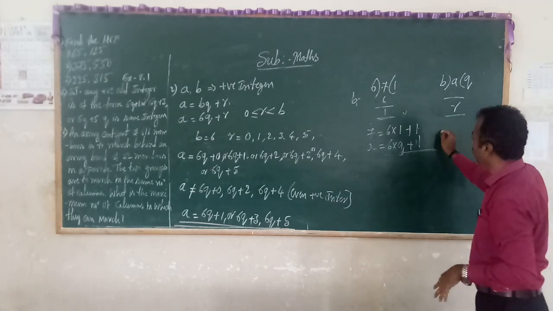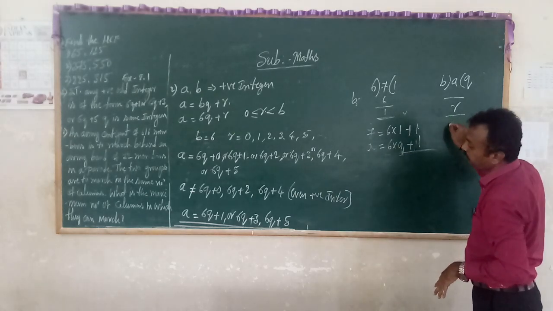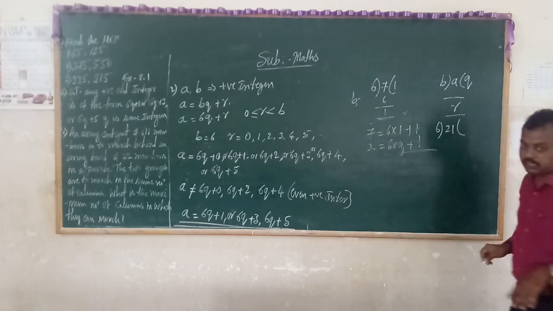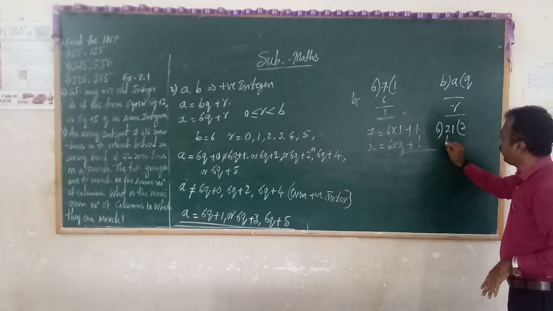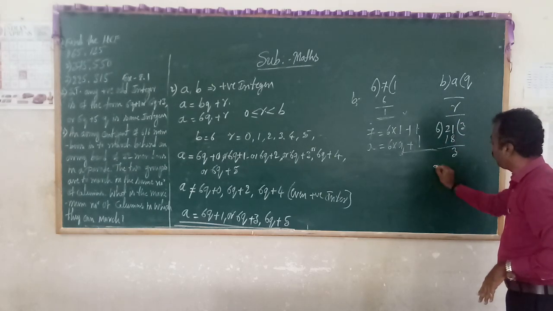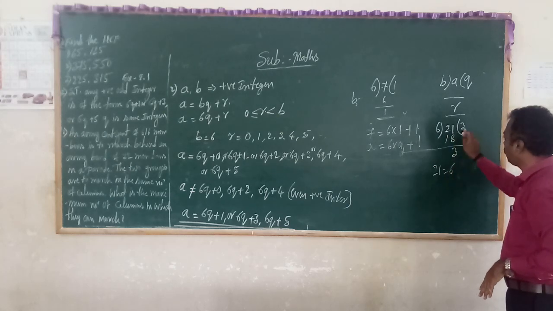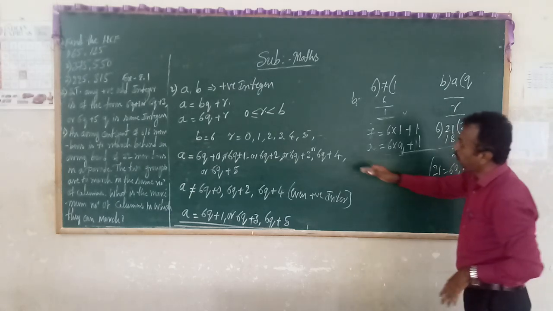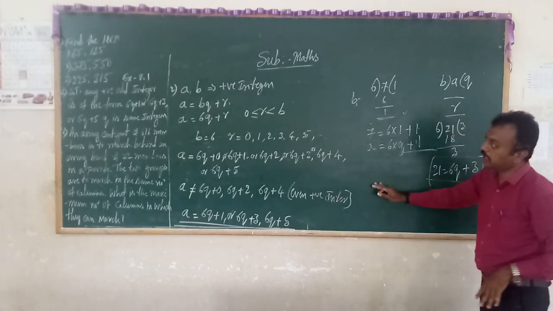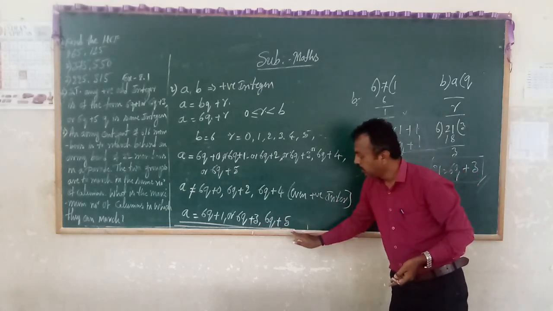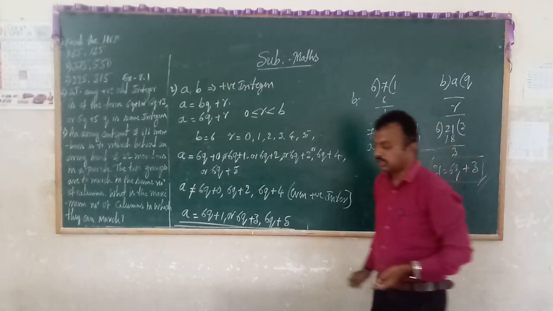Let us take another example. 21 we should take. I divide by 6. 6 threes are 18. What will you get? 3. Again 21 is equal to 6 into q plus remainder 3, so 6q plus 3. So these are positive odd integers. You can take any positive odd integer in the form of 6q plus 1, 6q plus 3 and 6q plus 5. That's all students.